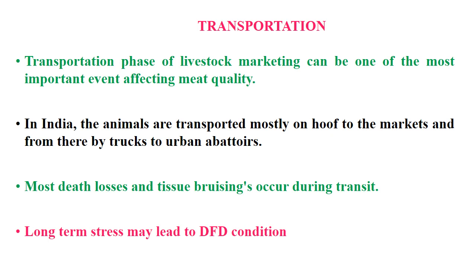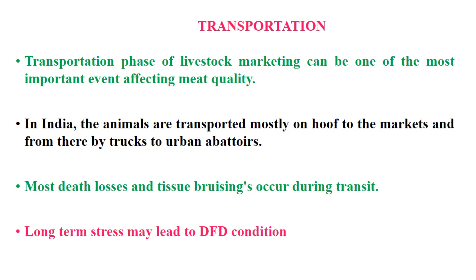Here we will discuss transportation and its influence on the meat quality. This we have already discussed briefly when I discussed the transportation of meat animals. The transportation phase of livestock marketing can be one of the most important events affecting meat quality. In India, the animals are generally transported by hoof to the market, and from the market they are transported by trucks to the urban abattoirs. Most death losses and tissue bruising occur during transit.